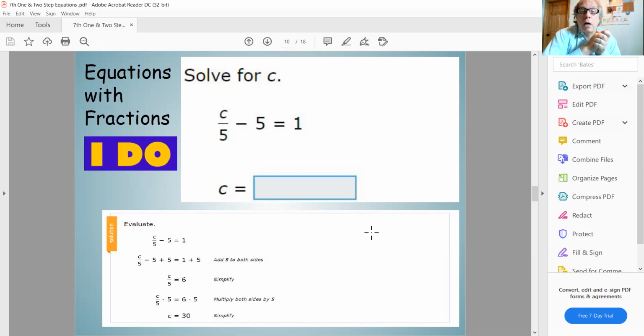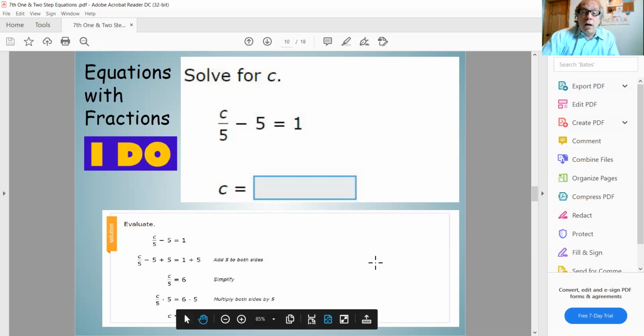And remember, folks, I would always plug it back in. It's always a good fail-safe to make sure. Does that work? Does that sound right? Let's see. 30 divided by 5 minus 5. Well, let's see. 30 divided by 5 is 6. Minus 5 equals 1. Hey, that makes perfect sense. It works. So bravo. Good job.